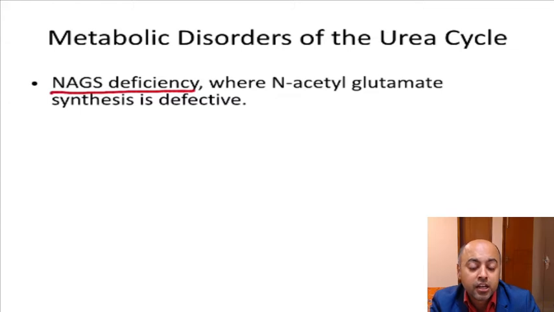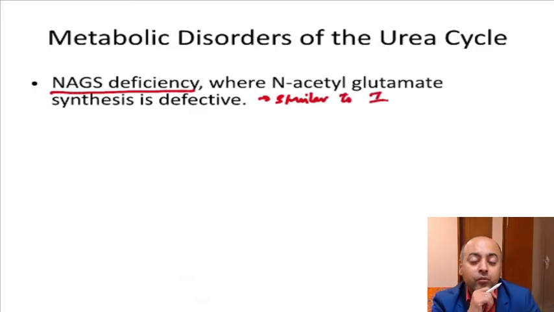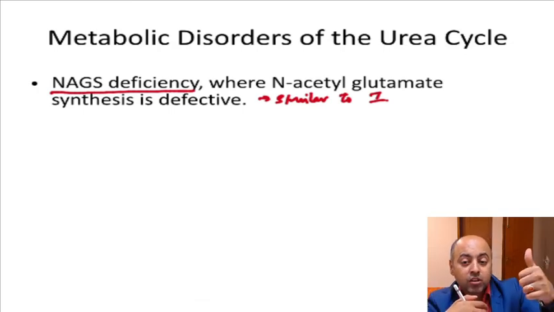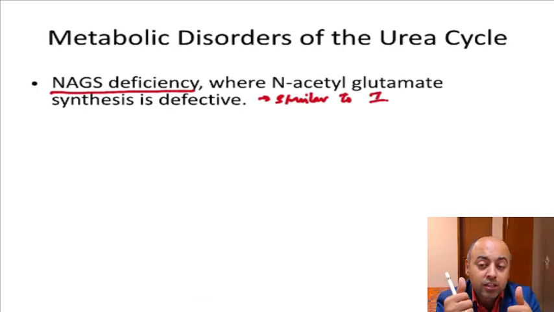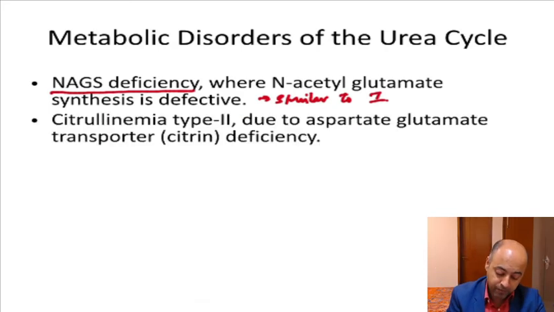So here the presentation is similar to the type 1, that is hyperammonemia type 1. It will be similar. Why? Because the first reaction only will get blocked, whether the enzyme is not there or the coenzyme is not there. The end result is that reaction 1 will not happen. So a similar presentation will be there.